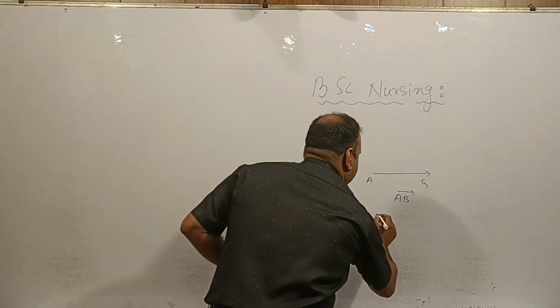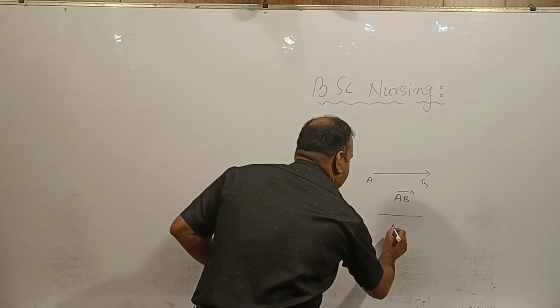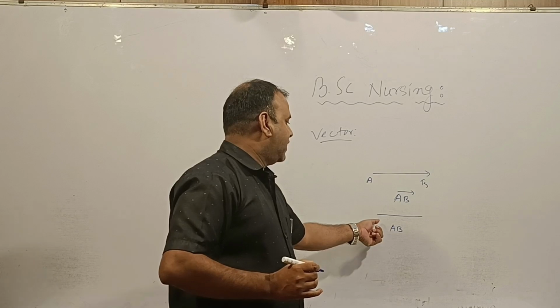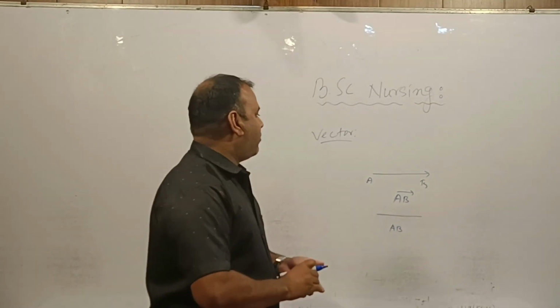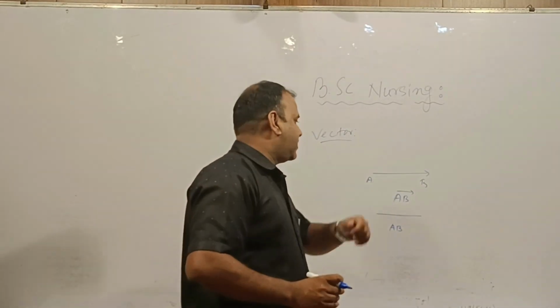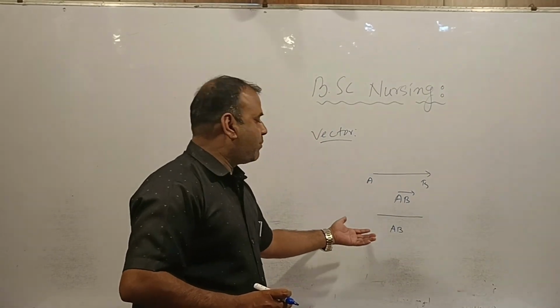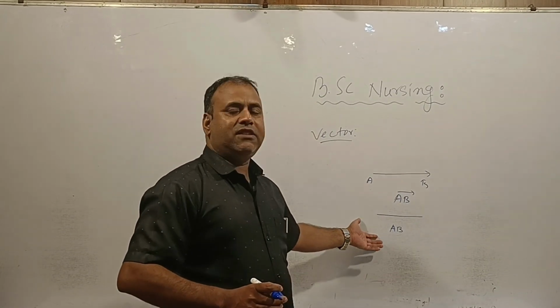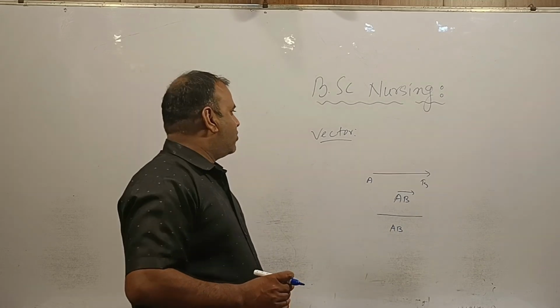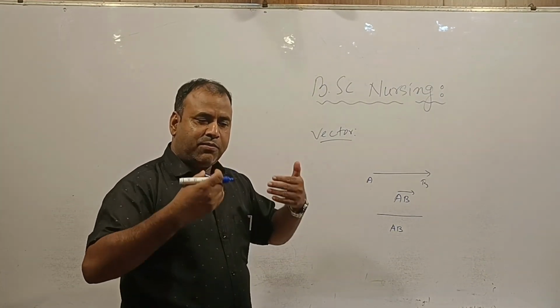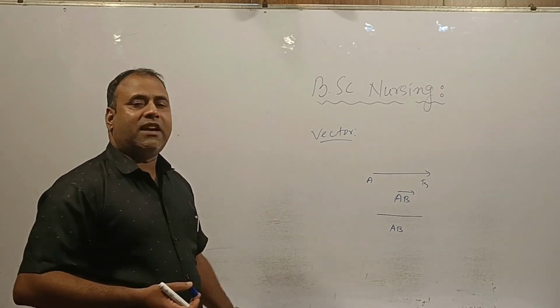But if I am writing AB only, this represents no direction. Here you can see there is no direction, but in the other case there is a direction. In this case I cannot define in which direction the person is going. So basically, what is the meaning of vector, what is the representation of vector, and what are the types of vectors.